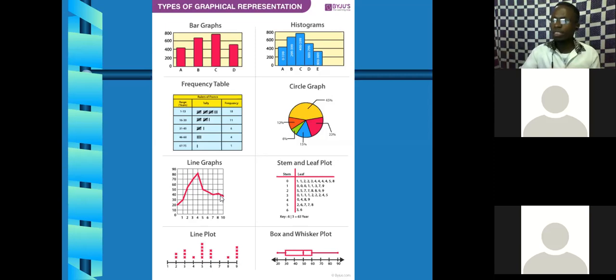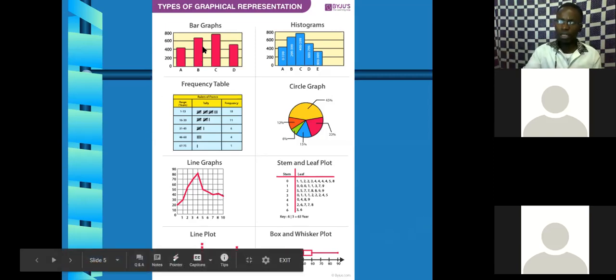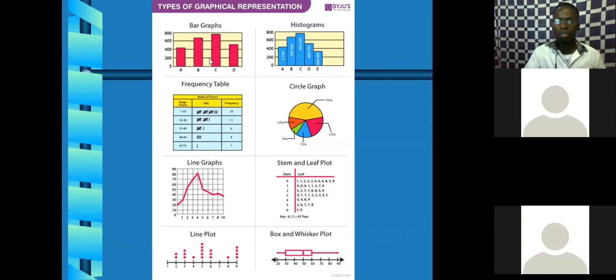Okay, so let's look at bar graphs. Okay, so this is the bar graph. So you can see that. Make sure that you know the difference between the bar graph and the histogram.